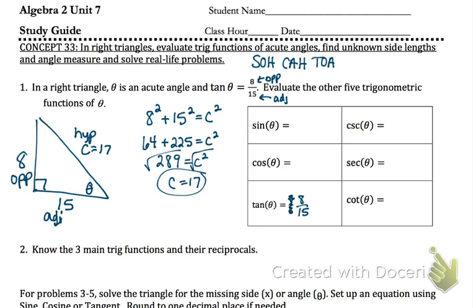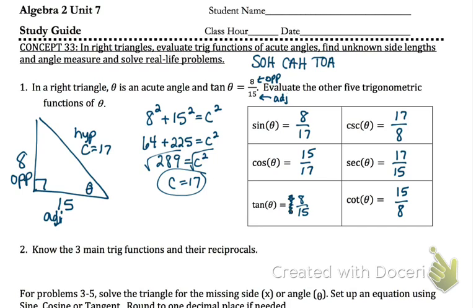Alright, so now we can fill this out. Sine is just opposite over hypotenuse, so 8 over 17. Cosine is adjacent over hypotenuse, so 15 over 17. And then cosecant, we just flip sine, so 17 over 8. Secant, we just flip cosine, 17 over 15. And cotangent, we flip tangent, 15 over 8.